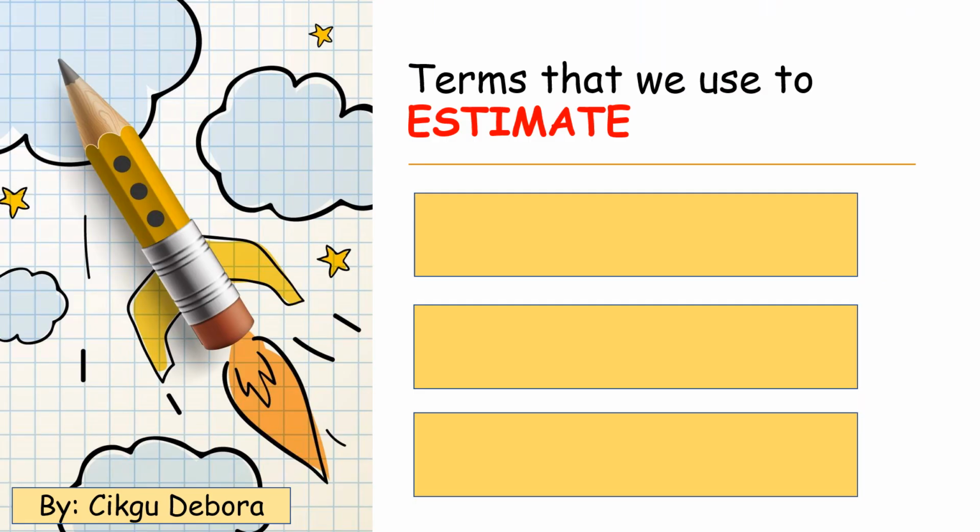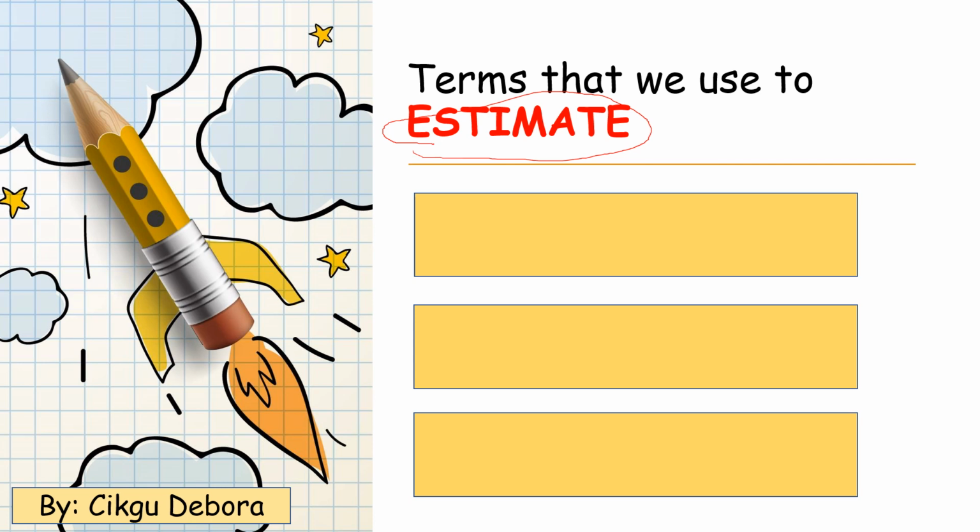Okay kids, we will continue. There are a few terms that we use to estimate. But before that, let teacher explain what the meaning of estimate is. Estimate is actually we make a guess based on a reference. For example, you are given a quantity of an object, and from that object we will make a guess what is the value of the things that you want to estimate.